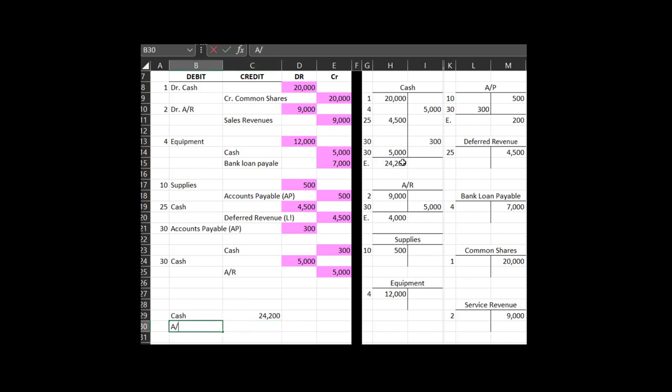And then you can go to the next account, accounts receivable, and just take the ending 4,000. Cool. And then do the rest for all of your accounts. And then that would equal your trial balance. But we will get there in just a moment.